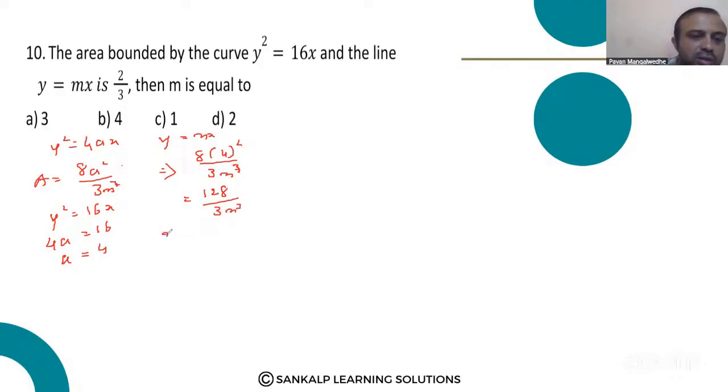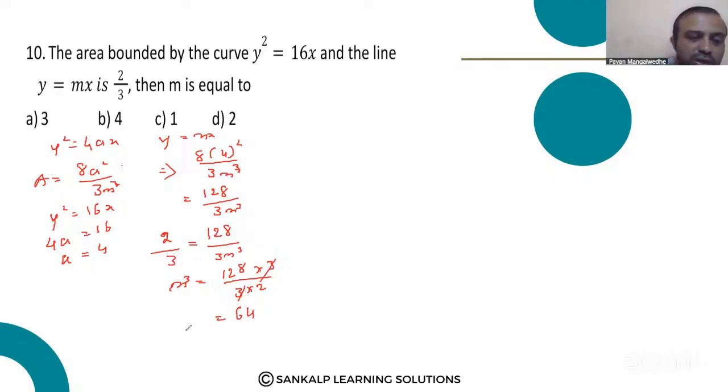Then it is 2 by 3, which is equal to 2 by 3, solving for m, 2 by 3 is equal to 128 by 3m cube. So now m cube is equal to 128 by 3 into 2 into 3. 3 and 3 got cancelled. So it is 128 by 2, which is 64.